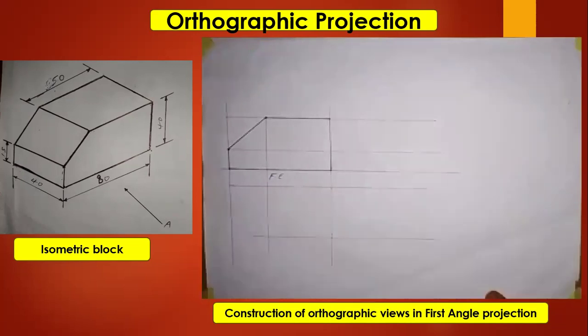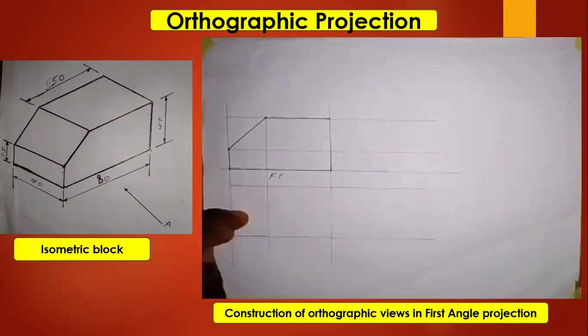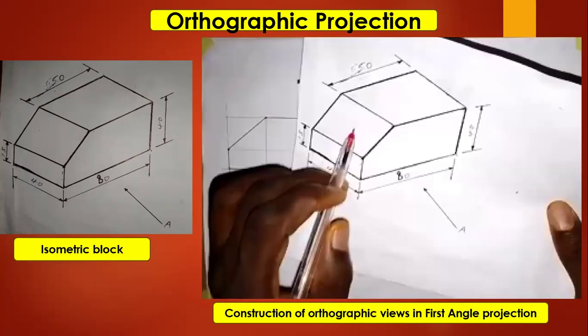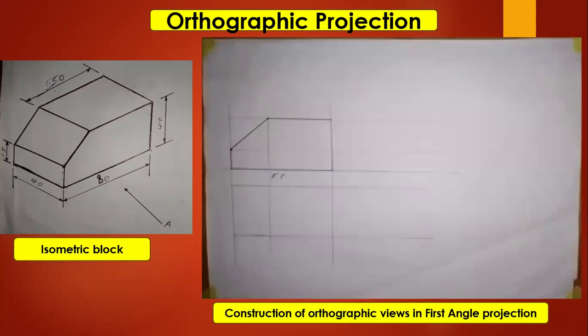So now, this is what we have here. This rectangle that we have here is this rectangle, and this rectangle that we have here is this rectangle. So we have drawn the top view, or the plan.